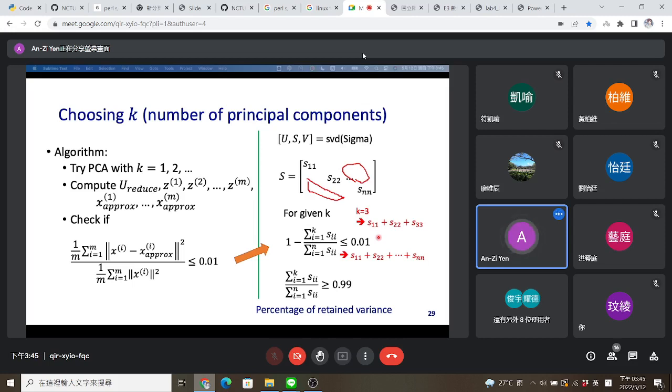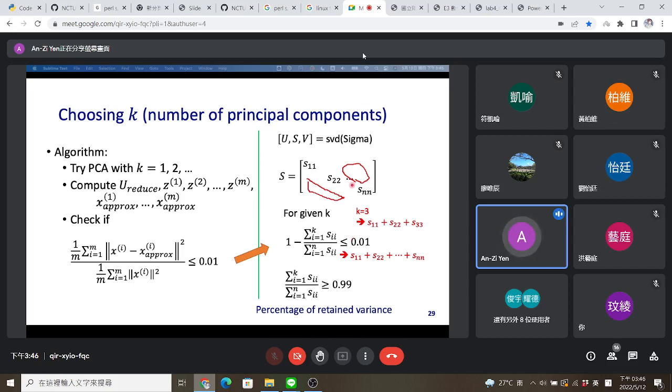minus the sum from i equals 1 through k of Sii divided by the summation from i equals 1 through n of Sii. So we can take another view of how to explain this if k equals 3.